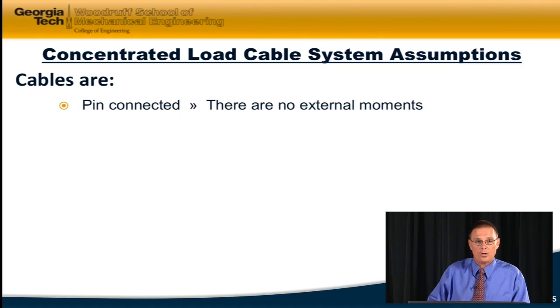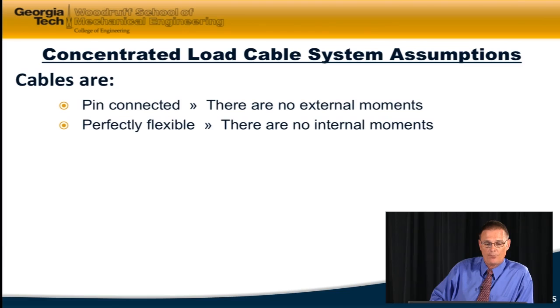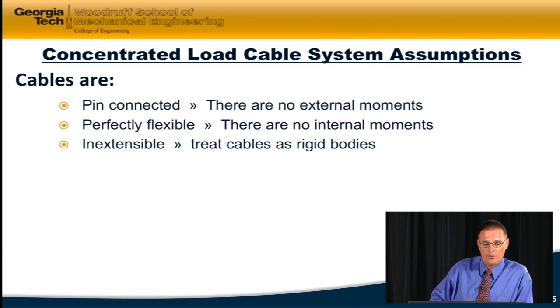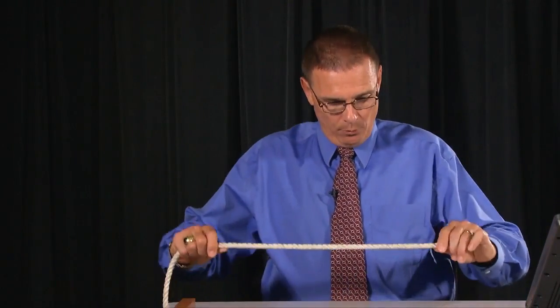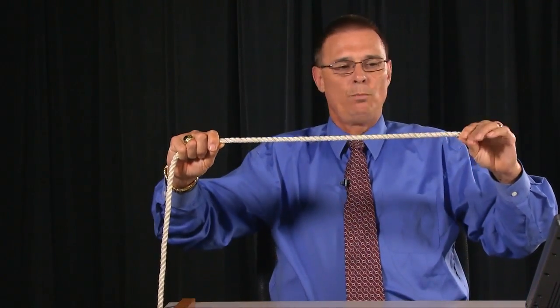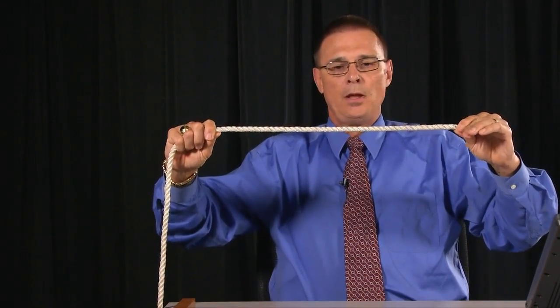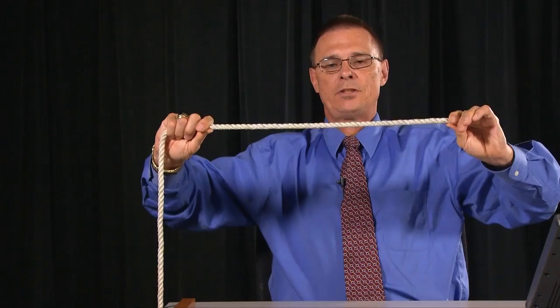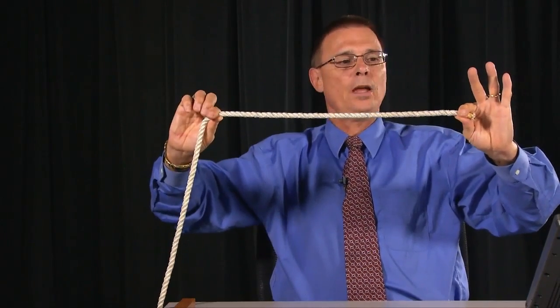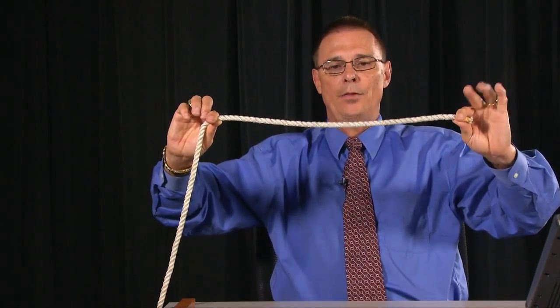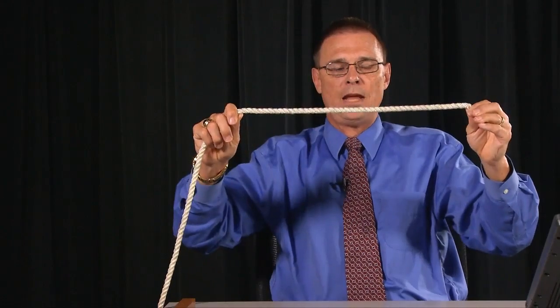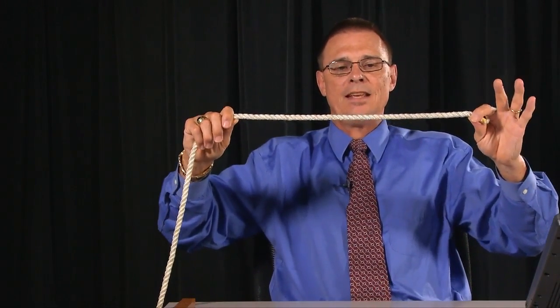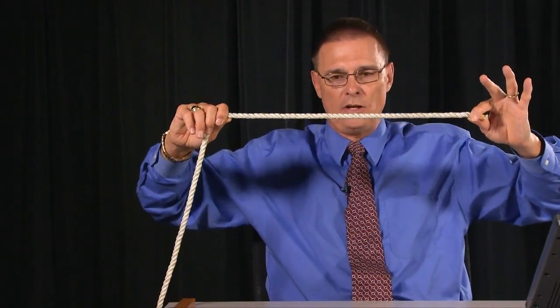And for these cables, we're going to assume that they're pin connected. There's going to be no external moments. They're perfectly flexible, no internal moments, and they're inextensible. And so let's look at the cable here, a typical cable. This is actually a rope, but analogous to a cable system. There are no external moments, and so we can assume that they're pin connected. They're perfectly flexible. There's no internal moments within the cable itself, and we're going to assume that it's inextensible, that if I put loads on, it's not going to lengthen.